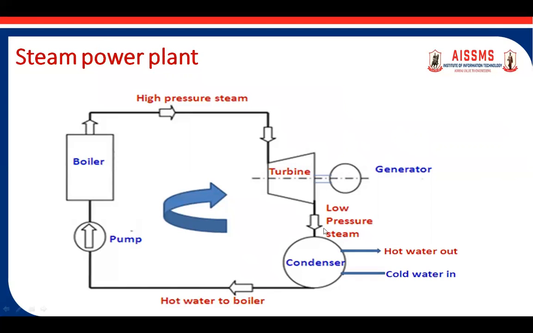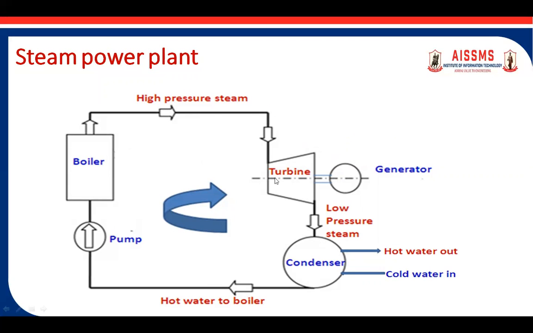To have the phase change again, to convert the steam back into water, we introduce the condenser. In the condenser, we circulate cold water. When the low pressure steam comes in contact with the cold water, it condenses, the condensation process takes place, and then the condensate is circulated to the boiler by means of the feed pump.